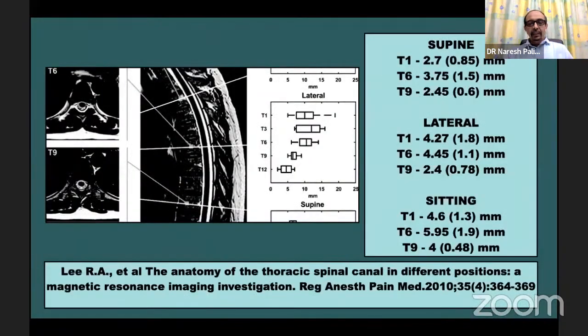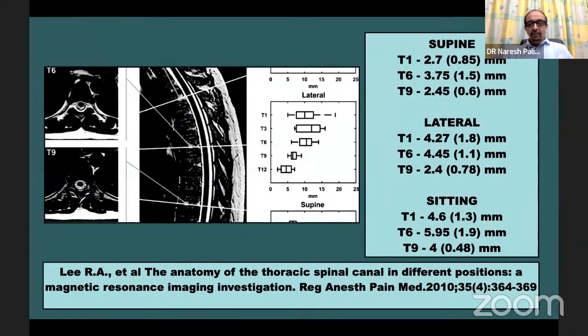Then again, Lee R. did a study on the anatomy of the thoracic spinal canal in different positions, and they found the distance to be more in all positions, especially the lateral and sitting positions. These are the positions we usually use for giving spinal. The distance is more in these positions at mid-thoracic levels.